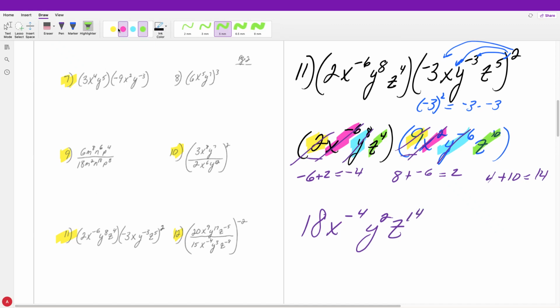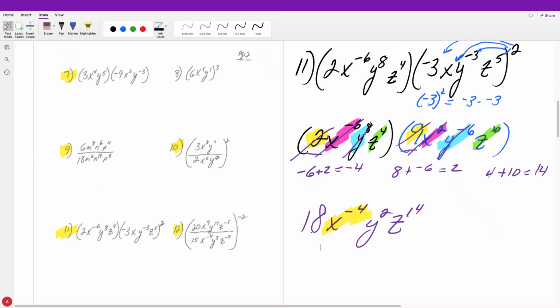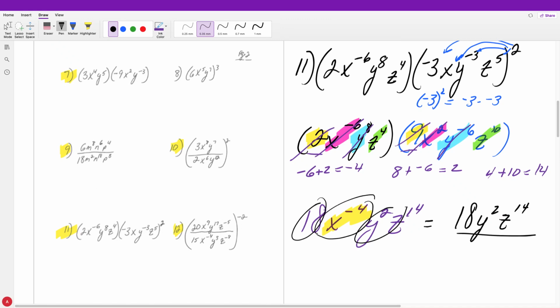However, I'm not done just yet because I see I have a negative exponent. So my last thing I need to do is to rewrite this so that it is without any negative exponents. So we will then have 18, because all of these are positive exponents, so they're staying where they're at. So 18y squared, z to the 14th. And then that x, I need to rewrite in the opposite spot. I need to take its reciprocal. So since it was originally in the numerator, I need to drop it to the denominator. And that will be our final answer.